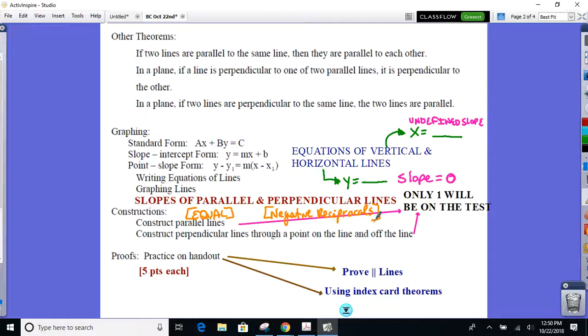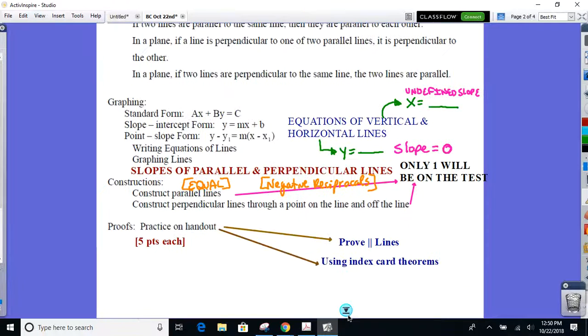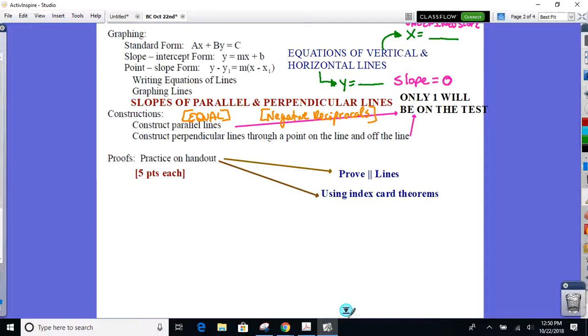Constructions, I told you one of them out of the two will be on there tomorrow. And I'm going to tell you the two proofs that are on there. First proof is I'm going to ask you to prove parallel lines. Second proof is going to involve those three theorems on your index card somehow, and you are not allowed to have them. Am I looking for word for word exactness? Nope, but hopefully you'll be in the ballpark. Okay, so those are the two proofs.